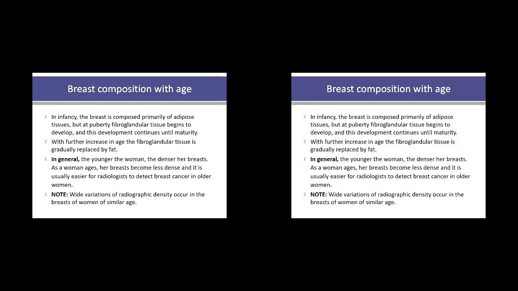Breast composition with age, then, as I've alluded to, does change. In infancy, the breast is composed primarily of adipose, i.e. fatty tissues. Then at puberty, the fibroglandular tissue begins to develop, and this development continues until maturity. Again, this probably comes back to hormonal factors. At puberty, that's when you start to get exposed to estrogen being produced within your body when you start your period, and that is when the fibroglandular tissue starts to appear.